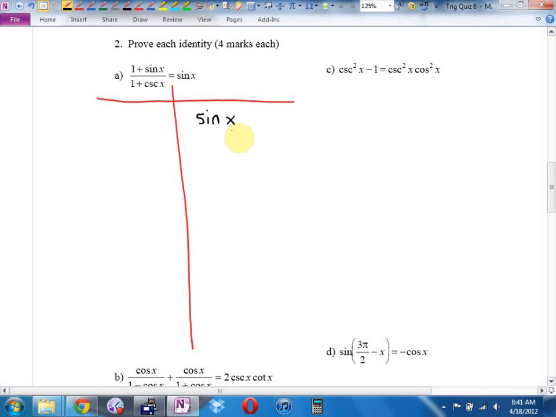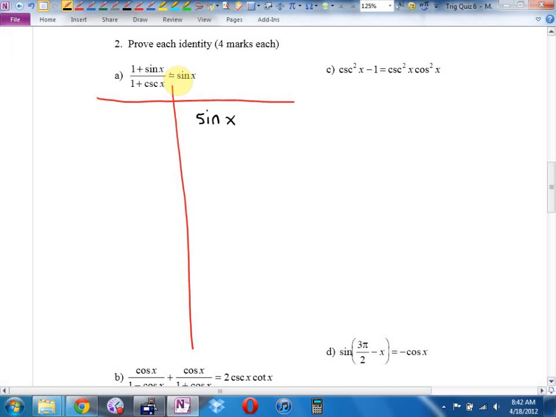Let's try rewriting everything. Sorry, 1 plus sine x equals cos. It does not. No. 1 plus sine does not equal cos. Sine squared minus 1 equals cos squared. There's nothing I can do here. Folks, there's only one thing I can do here. What am I going to do here?